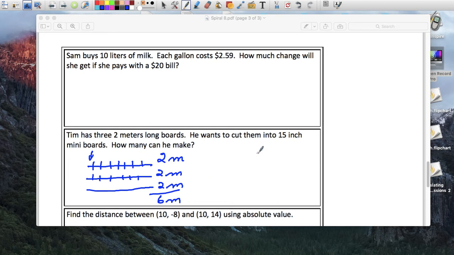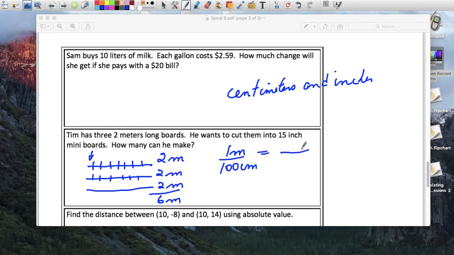So on your sheet, you probably have a relationship between centimeters and inches, but what you don't have is meters to inches. So what we can do is change the 6 meters to centimeters first. So 1 meter is 100 centimeters. Okay, so meters here on the top, centimeters at the bottom. If I had 6 meters, how many centimeters would it be? Well, that's easy, 600 centimeters. So now instead of 6 meters in total, I can say that my boards lengthwise measure 600 centimeters. It's the same thing.